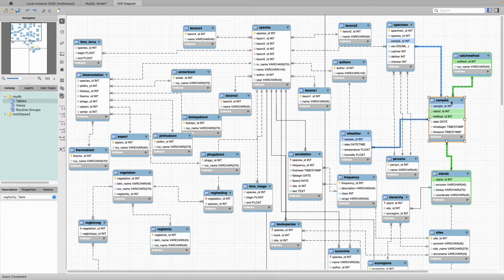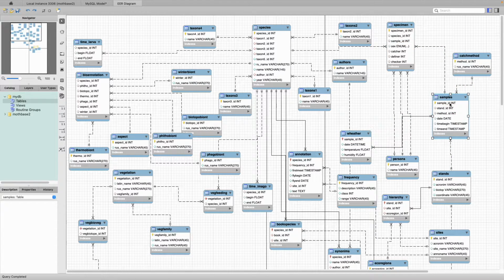There is a sample table: sample ID, stand ID, the place, method ID, by which it was caught, date, and time begin and time end.